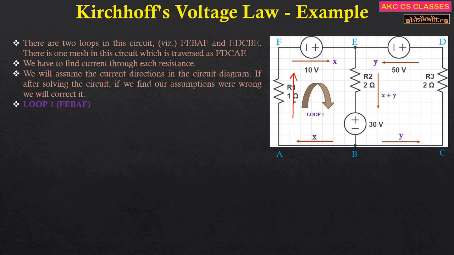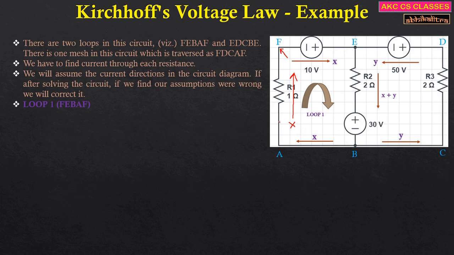So that means there will be a drop in IR. What is I? I is basically X. This X is actually moving through this wire as well. So this is X, the current, and this resistance is 1. So it will be minus X. We reach point F, that is the point from where we have actually started. So the loop traversal is complete for this particular section, or for this loop 1.